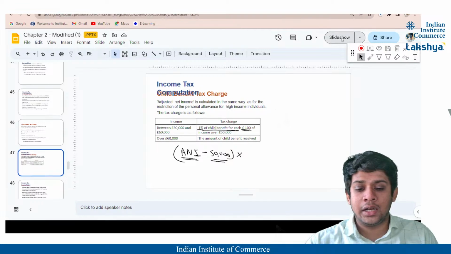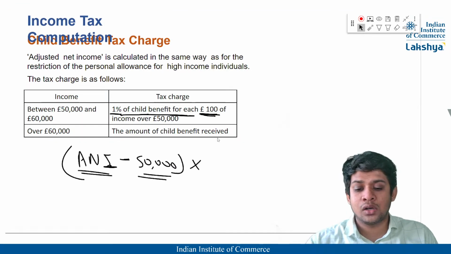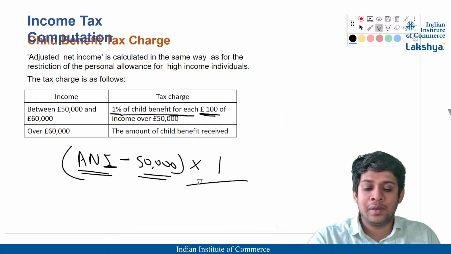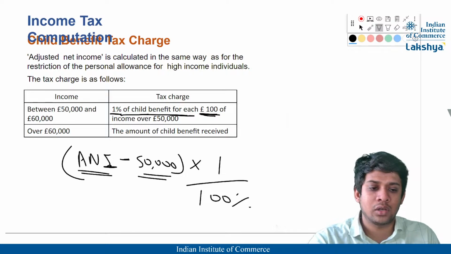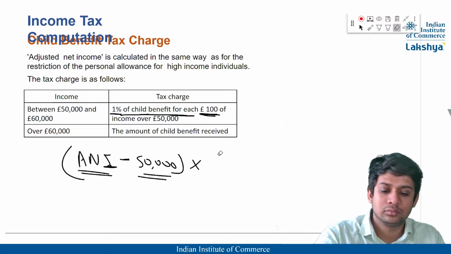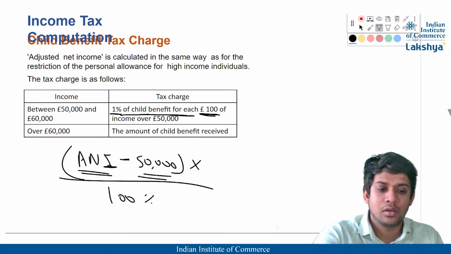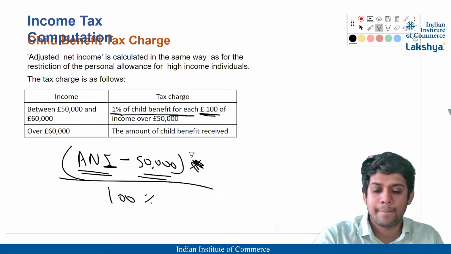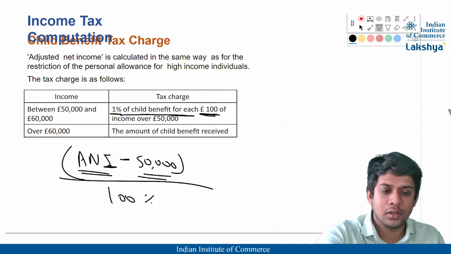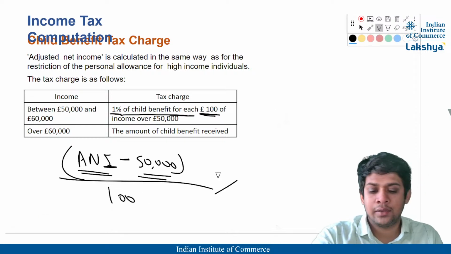So technically, your adjusted net income, whatever is there, minus 50,000 pounds, and you will multiply it by 1, divide by 100%. Or you could just directly do it as divide by 100%. You will get it in percentage directly.